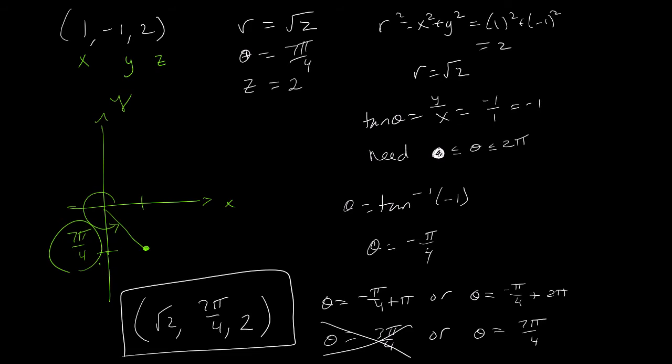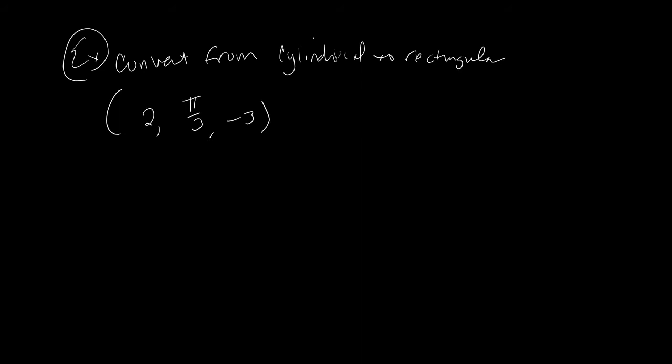Okay, so now let's go the other direction. Now let's convert from cylindrical to rectangular. And I think you'll find this one to be a little bit easier to do. So convert from cylindrical to rectangular. All right, so here's our point, 2, pi over 3, -3. So that's r, theta, z. Okay, so we need to find x, y, z.